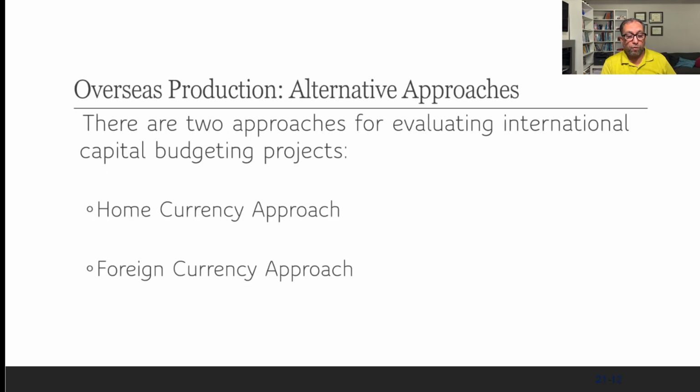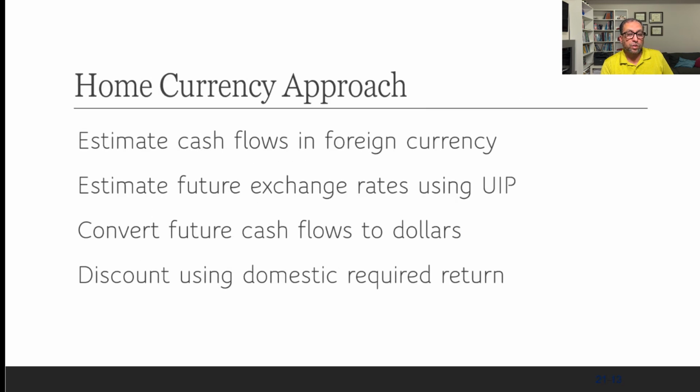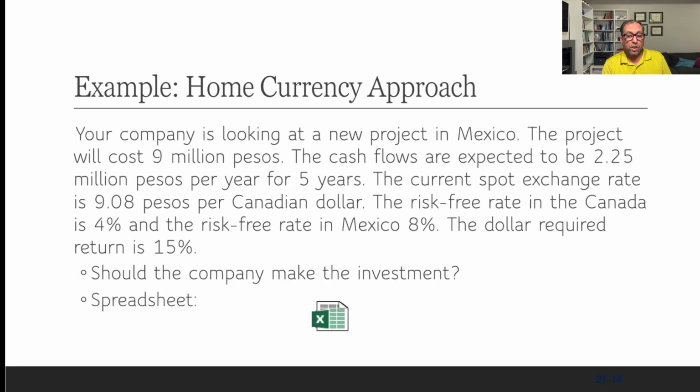Overseas production: if we are producing overseas, there are two approaches for evaluating international capital budgeting projects. One is the home currency approach and the other one is the foreign currency approach. So if we are using the home currency approach, we estimate cash flows in foreign currency, estimate future exchange rates using uncovered interest rate parity, convert future cash flows to dollars and discount using the domestic required return. So this is the way we can use the home currency approach in order to determine our net present value.